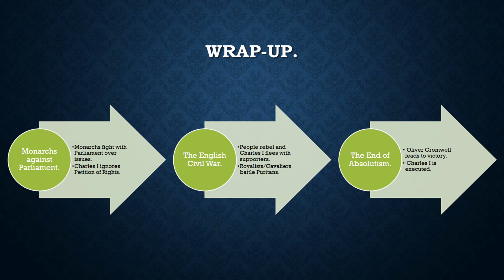Okay, so to wrap up this lesson, remember we have monarchs acting out against Parliament. Elizabeth and James and Charles are fighting with Parliament for various issues, and when Parliament gets Charles I to sign the Petition of Rights, he's basically going to ignore it. This begins the beginning stages of the English Civil War. People are going to rebel against Charles I, and he's going to flee with his supporters.